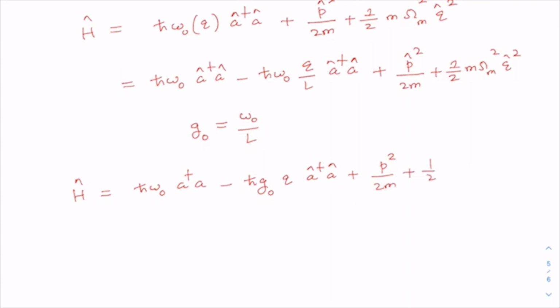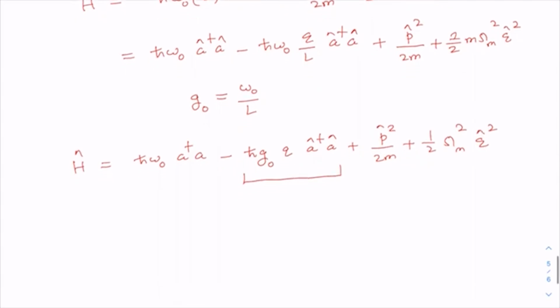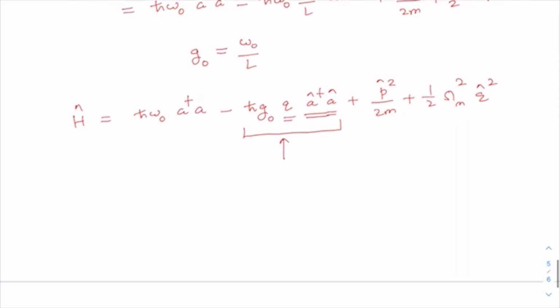omega m square q square. Now this particular term here is proportional to the number of photons in the cavity mode, and it is multiplied by the mechanical amplitude q, and as you know, this describes the optomechanical interaction. So this term describes the optomechanical interaction.